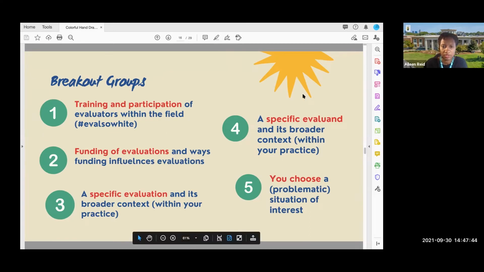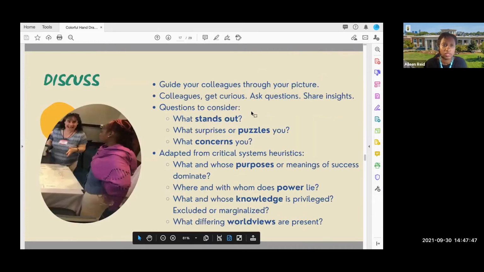We can broadcast messages to let you know, start working towards your discussion. So as Emily said, about 20 or 25 minutes, and take time to really be thoughtful, and then stop and have a conversation in your breakout groups. Guide your colleagues through your picture. The smaller the group, the better. Depending on how many people are in a group, that would be fine. That way it gives time for everyone to look at your picture, ask questions, share insights. And for those who are listening, get curious, ask questions.